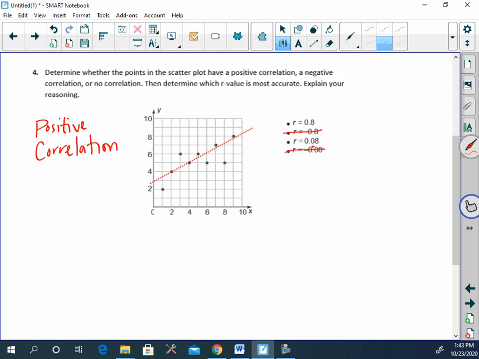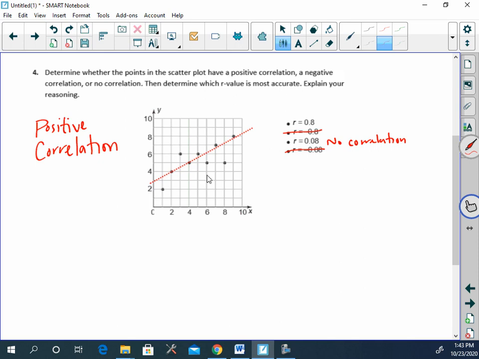So this R value here is almost 0. So because it's almost 0, that means that there would be no correlation. So this one is about no correlation, or close to no correlation. Where this one is 0.8, which is much closer to 1. So that means that the data is going to be pretty close to around a line. And this here, the data is kind of in this oval shape here.